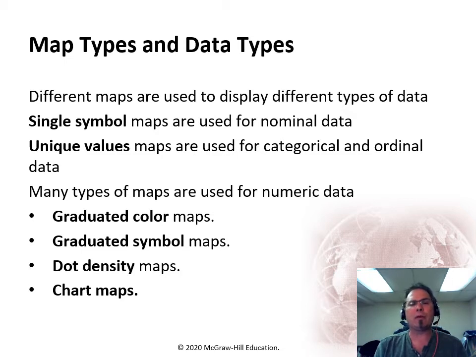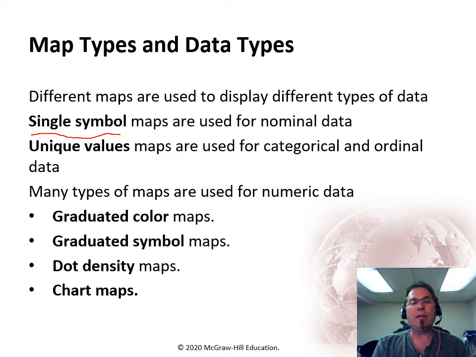So the first one you can see here is single symbol map, and that's basically just making a pretty map. It uses nominal data. Now, we'll talk about all these different data types in a second, but nominal data is just basically place names. You place all this stuff on the map. There's no change in colors or nothing like that. It's just strictly showing you what's there. And that's okay. Sometimes that's all you need.